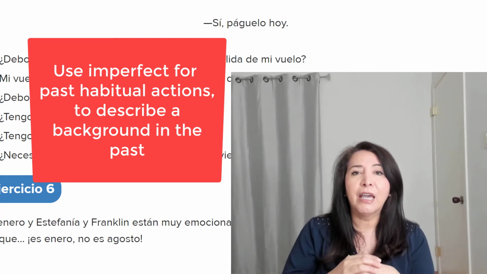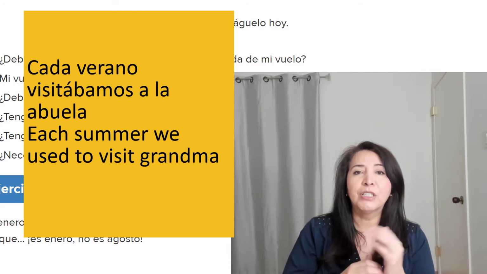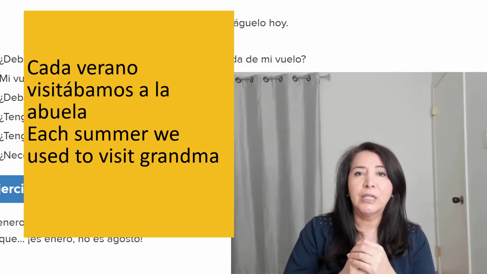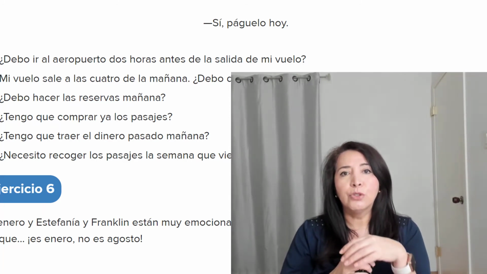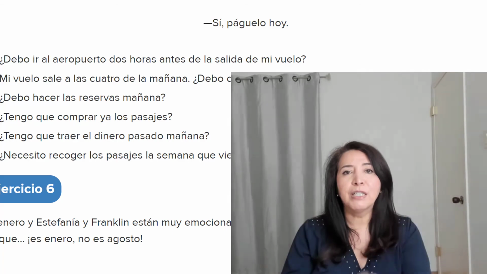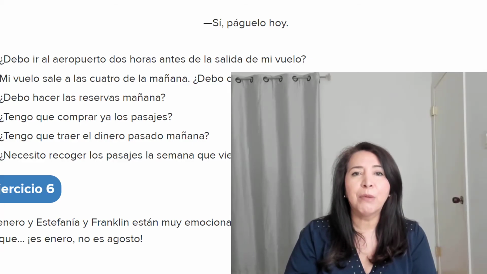For example, let's say, every summer we would go visit my grandma. Cada verano visitábamos, I'm using the imperfect, a mi abuela, because it's in the past and it was habitual. Okay. You also use the imperfect to describe a background. So if I say, era de noche, it was night. Era muy oscuro, I'm still using imperfect. Llovía, it was raining. I'm still describing. So if you're describing a background, then you use imperfect.